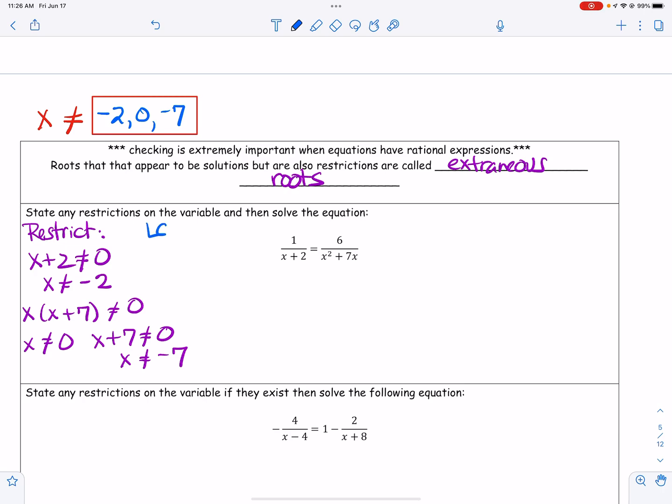Then I can come over here and find my LCD. Sometimes it's nice to highlight it, and I've already factored it. I need an x plus 2, I need an x, and I need an x plus 7. So that's what my LCD is going to be: x times x plus 2 times x plus 7. I always put the single variable in front. I could cross multiply, or I could multiply by the LCD. If I multiply by the LCD, it looks like this.